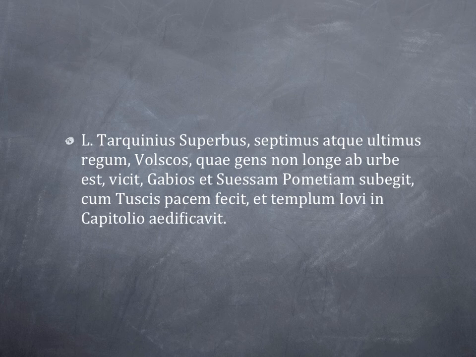Lucius Tarquinius Superbus, septimus atque ultimus regum volscos, quae gens non longe ab urbe est, vicit gabios et suessam pometiam subegit, cum tuscis pacem fecit, et templum Jovi in Capitolio aedificavit.